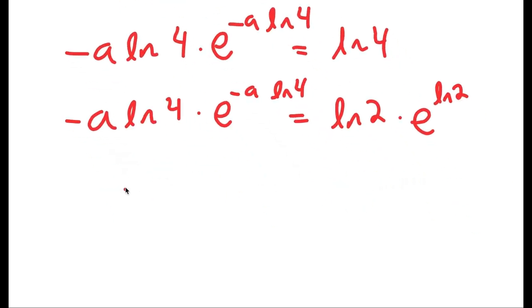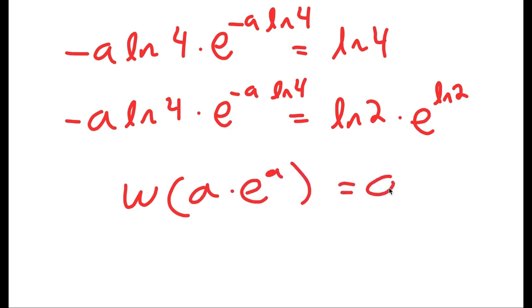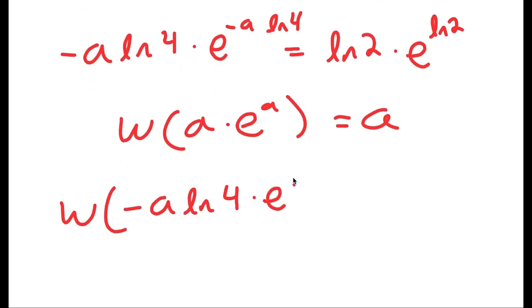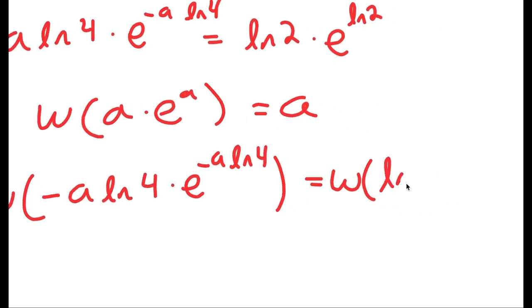Now, finally, I'm going to use the Lambert W function, which states that if I have the W of something in the form a times e to the power of a, this is equal to a. So in this case, I'm going to take the W on both sides. So I get W of negative a times ln 4 times e to the power of negative a ln 4 is equal to the W of ln 2 times e to the power of ln 2.